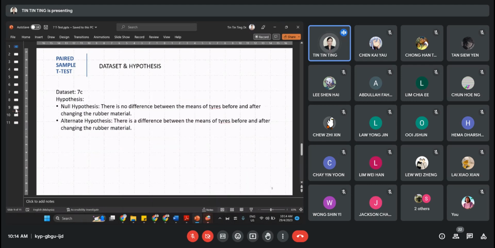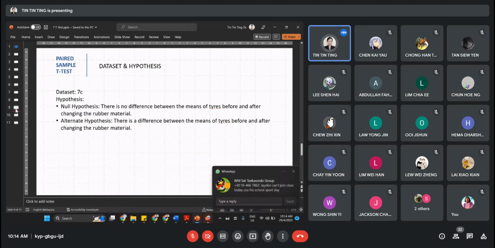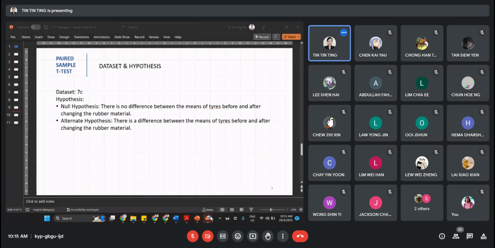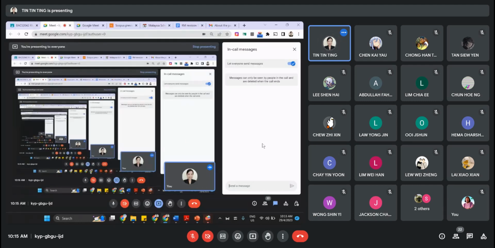Which one shall we accept? Which one shall we accept? Null hypothesis.